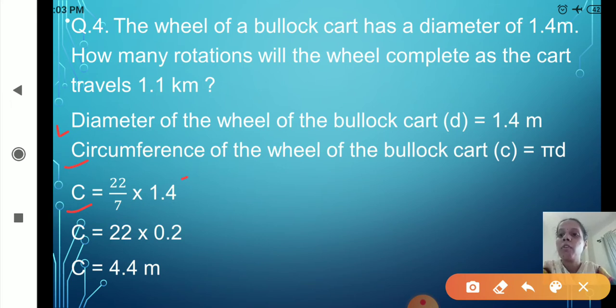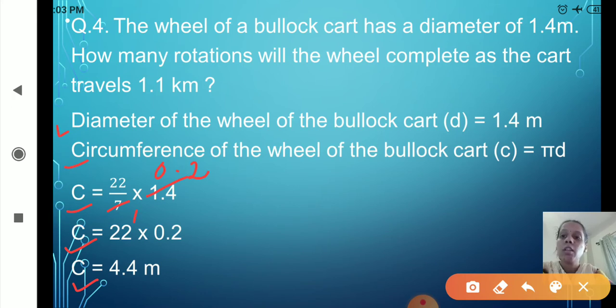So we will cancel 1.4 with 7: 7 ones are 7, and here it is 0.2, 7 twos are 14, right? Here it is given 1.4, so the answer is 0.2. So you will do 1.4 divided by 7, the answer is 0.2. So what is there in the numerator? 22 multiplied by 0.2.